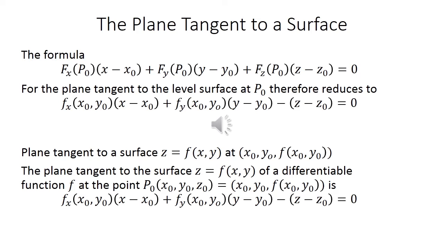And therefore we can get, at last, the tangent plane equation as follows. The partial derivative of small f with respect to x computed at x naught, y naught times x minus x naught, plus the partial derivative of small f with respect to y computed at x naught, y naught times y minus y naught, all minus z naught equals 0.